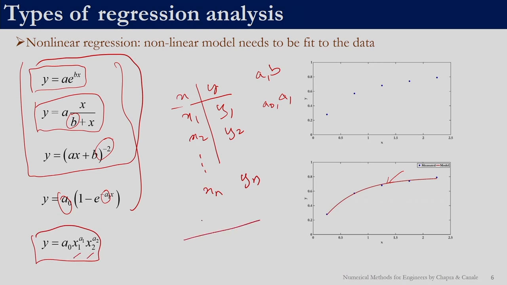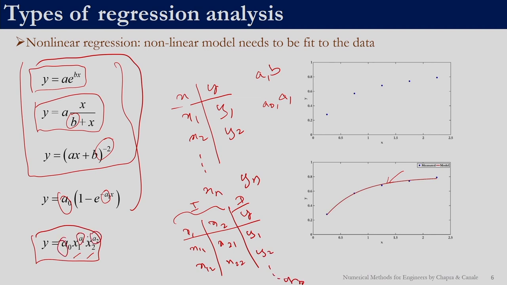Here also, we can have multiple independent variables. So X1 is a variable, X2 is a variable, and Y is the dependent variable. So these two are independent variables. Y is a dependent variable. So we have these points x11, x21, y1, x12, x22, y2, all the way up to n points. We have n points. So the task is to come up with the coefficients a0, a1, and a2. Right. So this is nonlinear regression.